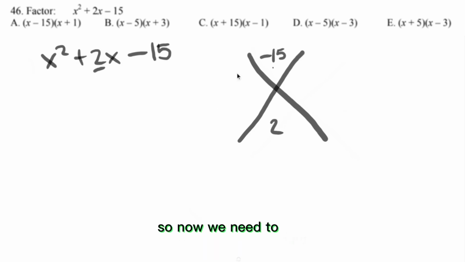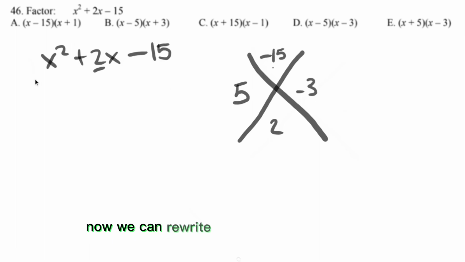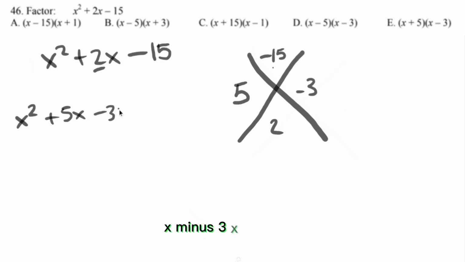So now we need to find two numbers that multiply to negative 15 but add to 2. So our two numbers are 5 and negative 3. Now we can rewrite our original equation as x squared plus 5x minus 3x minus 15. Now we can break this into 2 parts and factor out each part.